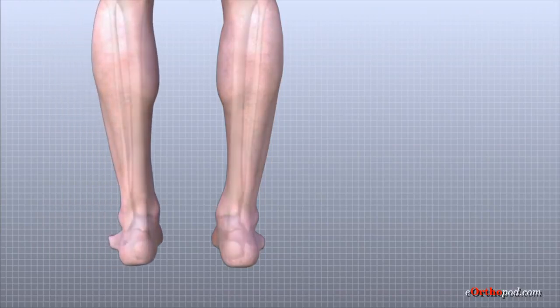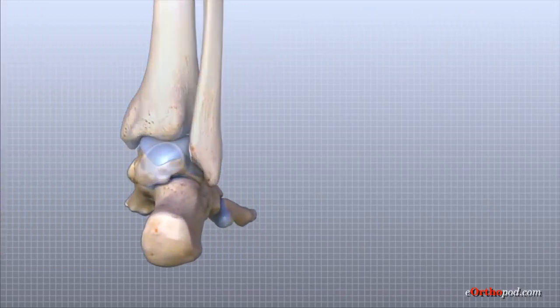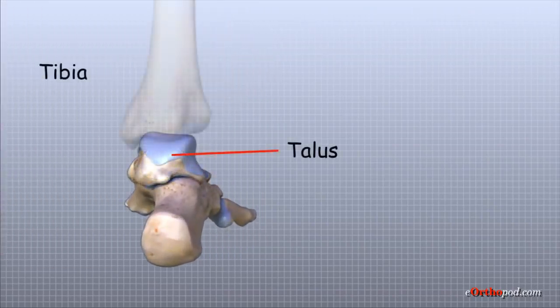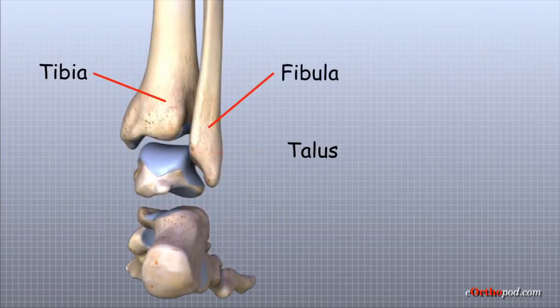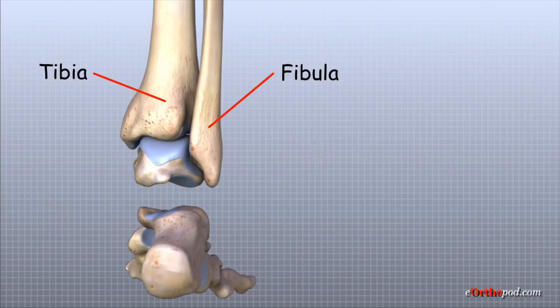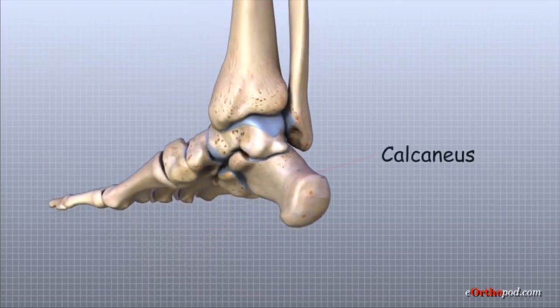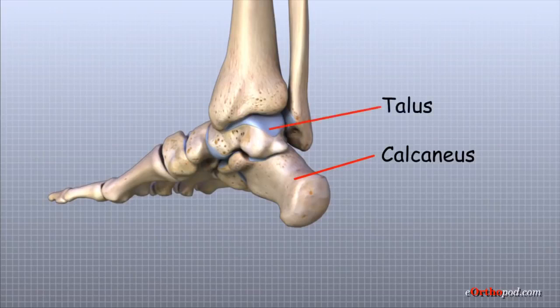The ankle joint is formed by the connection of three bones: the talus, the tibia, and the fibula. The top of the talus fits inside a socket that is formed by the lower ends of the tibia and the fibula. The bottom of the talus sits on the calcaneus, the bone that makes up the heel.